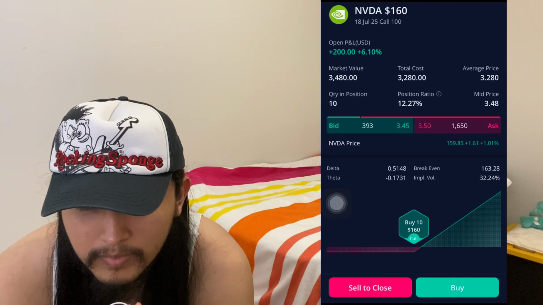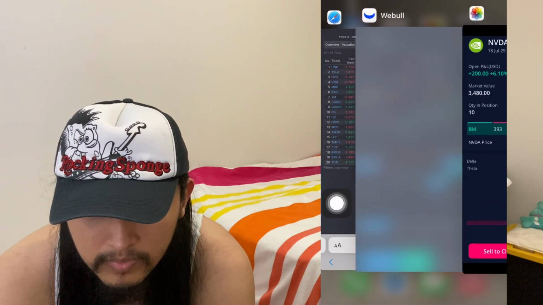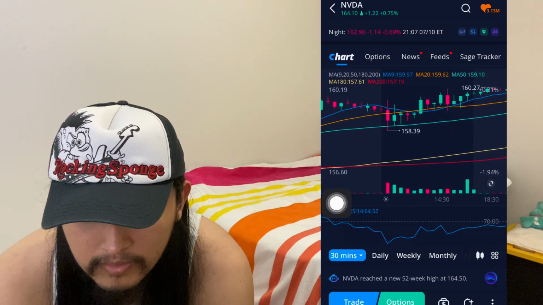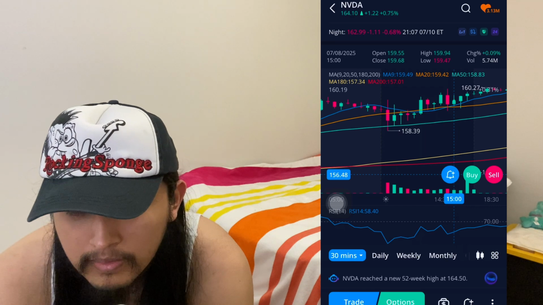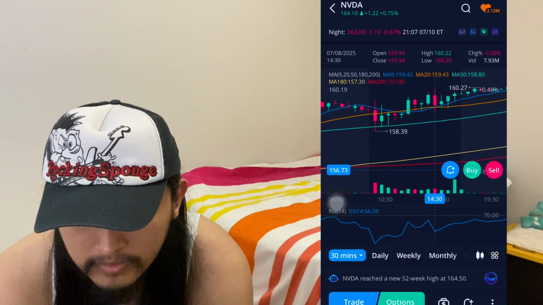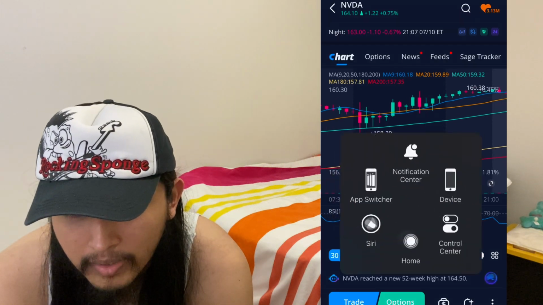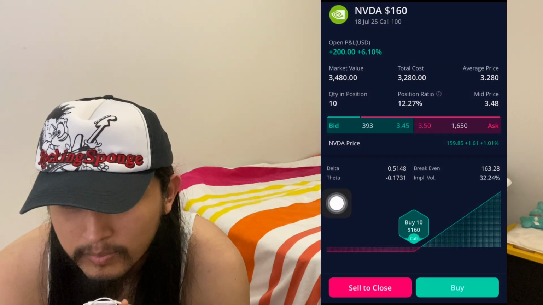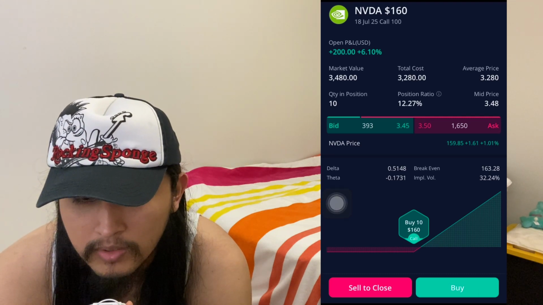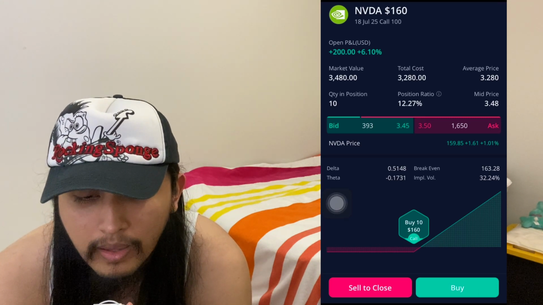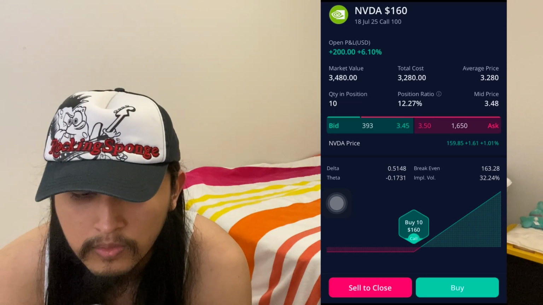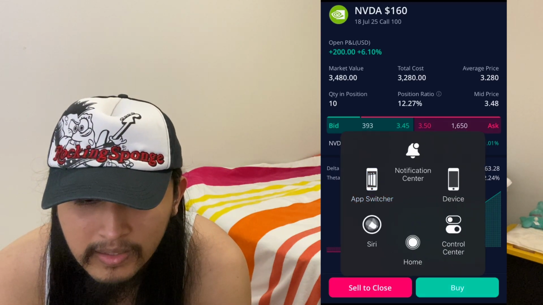So pretty much on the next candle, let's see, this candle right here, the 15 candle, is when I sold out the position. And basically once I saw that my position was up 6%, I just sold out the position and secured the $200 gain. And pretty much what you're trying to do essentially, let's do a little walkthrough.